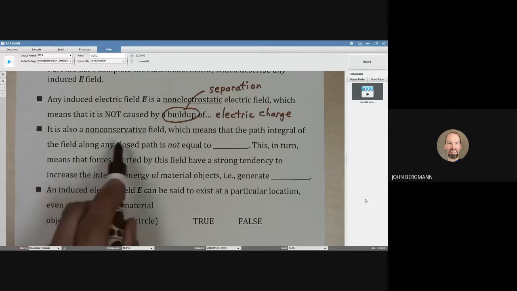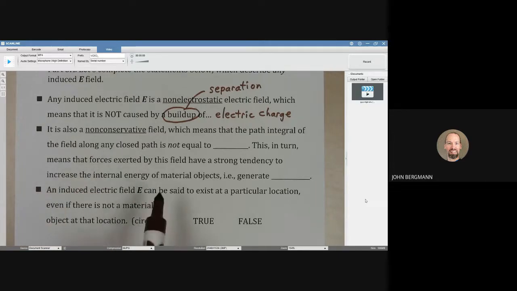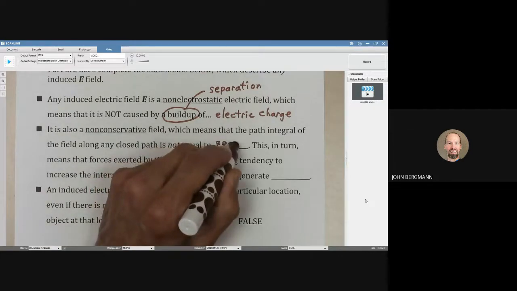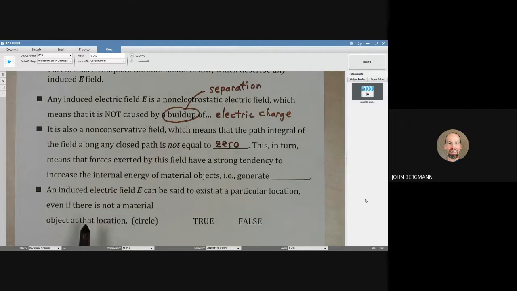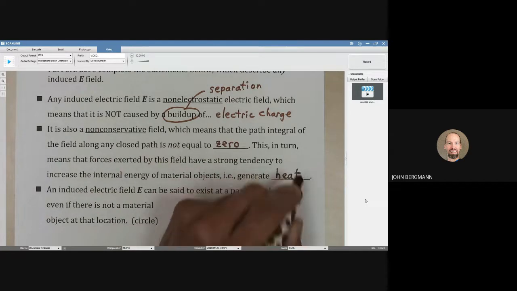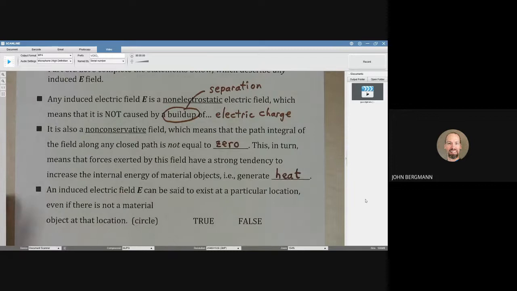It's also a non-conservative field, which means that the path integral of the field along any closed path is not equal to 0. This in turn means that forces exerted by this field have a strong tendency to increase the internal energy of material objects, i.e. generate heat. And finally, an induced electric field E can be said to exist at a particular location even if there is not a material object at that location. True.